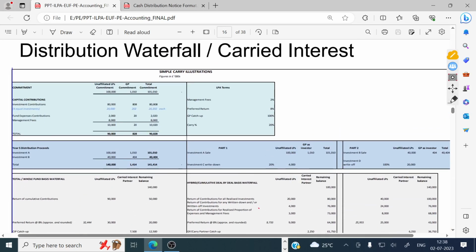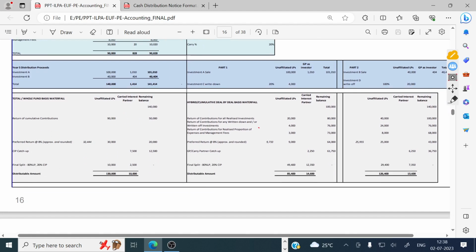Distributions, we'll see it differently. We don't need to see it here. We have a calculator and all.